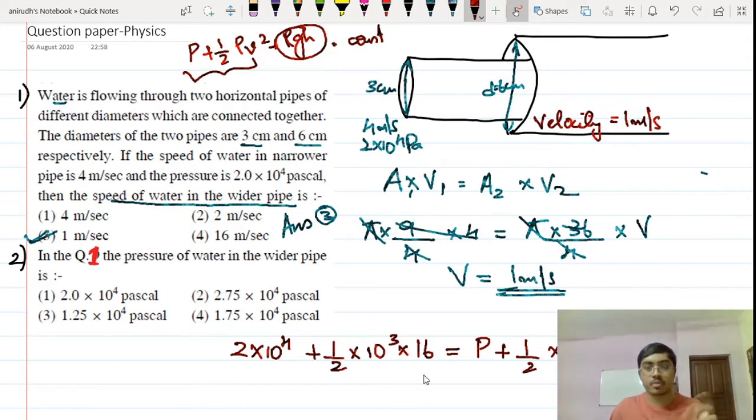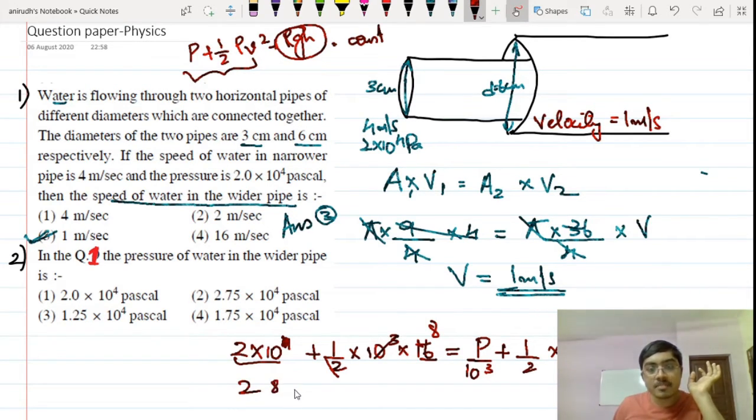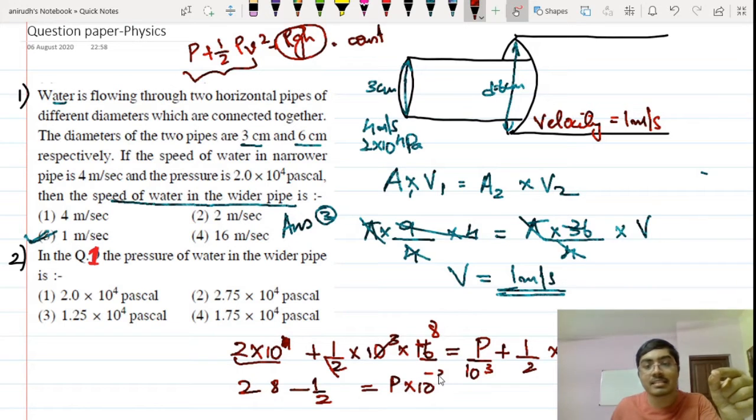So that has to be used over here. Now it's a matter of simple calculation. What I will be doing is that I will first cancel this as 8. Now everywhere I am going to divide by 10 raised to the power 3. So this is 10 raised to the power 3. This will get cancelled off and this will be this. So this is 20 plus 8 is 28. Okay, right. Now what happens is this is 28 minus of half. Okay, 28 minus of half is equal to P into 10 raised to the power minus 3. So that simply means that here this is 27.5.